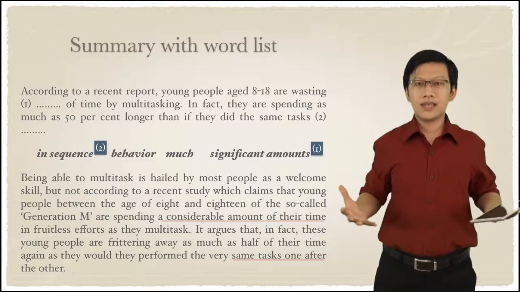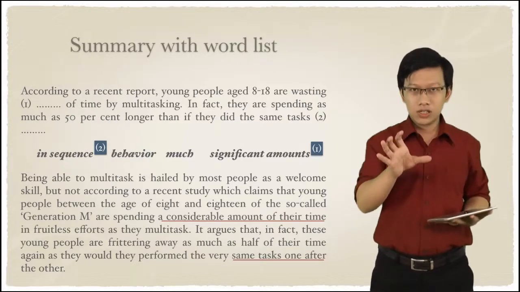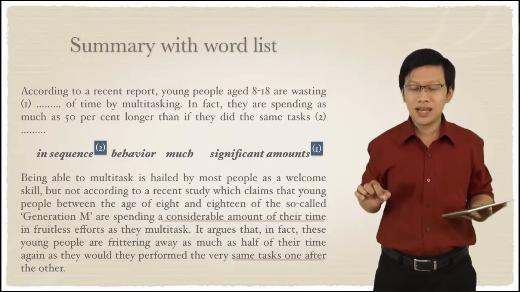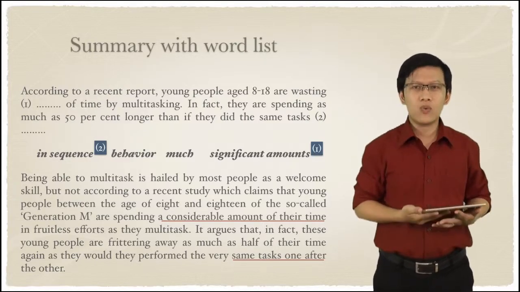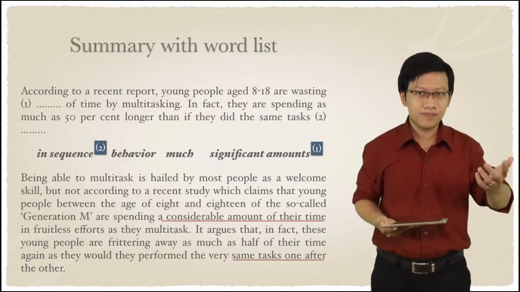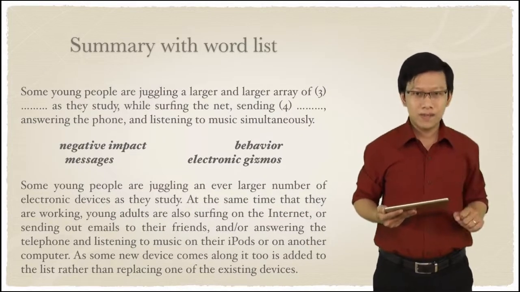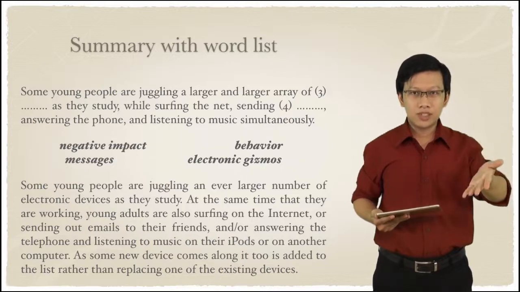Alright. So again, when you got a summary with word list, the words in the list will not be the same as the words you see in the passage. You have to try to find the synonyms or a word that can be used to replace it. Let's continue with the next one. Question 3 and 4, 4 words and the passage below. Here we go.